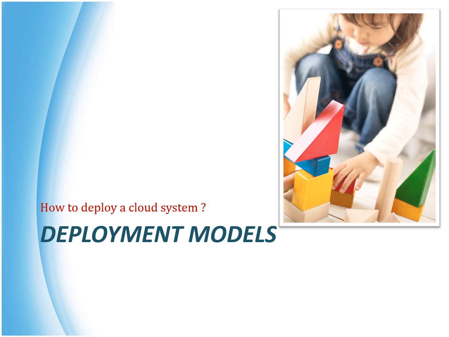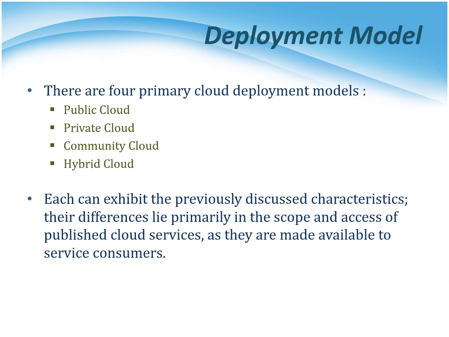So now how they will get deployed. So how to deploy a cloud system model. So there are different deployment models like public cloud, private cloud, community cloud, hybrid cloud. So there are four primary cloud deployment models: public cloud, private cloud, community cloud, hybrid cloud. Each can achieve the previously discussed characteristic. Their differences lie primarily in the scope and access of the published cloud services as they made available to the service consumers. So based on like public cloud, it is available to everyone.